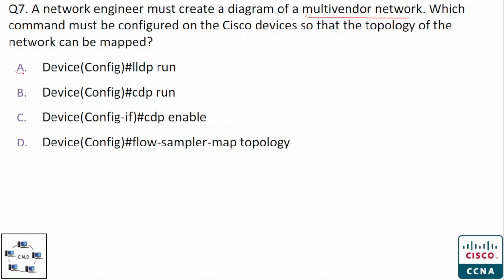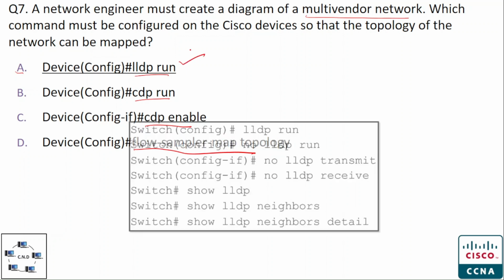And the options are: option A, Cisco config LLDP run. Option B, the command is CDP run. Option C, CDP enable. And option D, flow sampler map topology. And the correct command to map the network topology on the Cisco device is LLDP run.